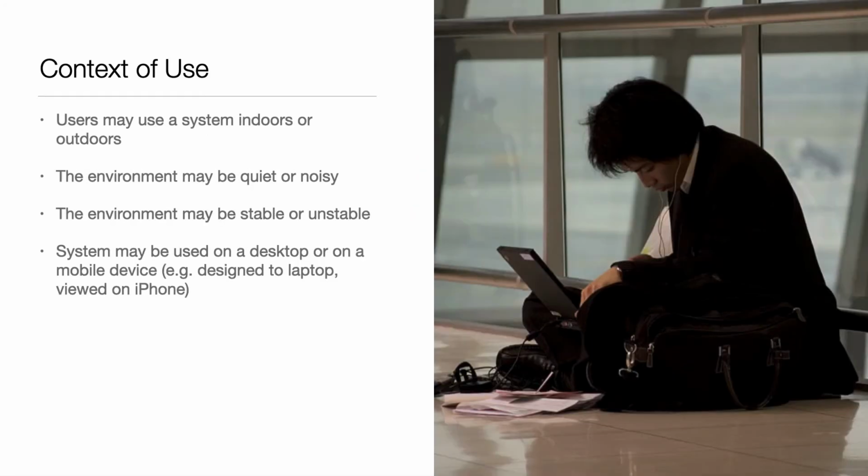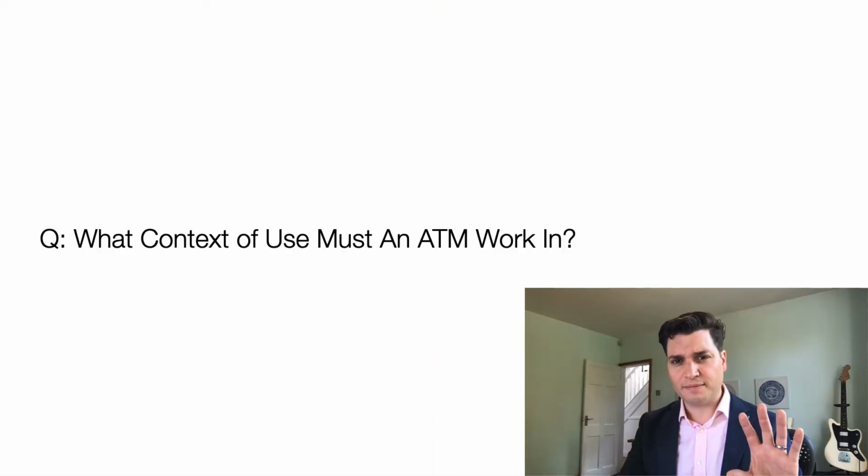And context of use is so essential. Are you using it indoors? Are you using it outdoors? Are you in an environment that's changing? Are you in a quiet place? Or is it noisy? Do you have other distractions? Is it a desktop where you can multitask very easily? Is it a tablet where it's more challenging? So let's take that idea about context of use and go further.